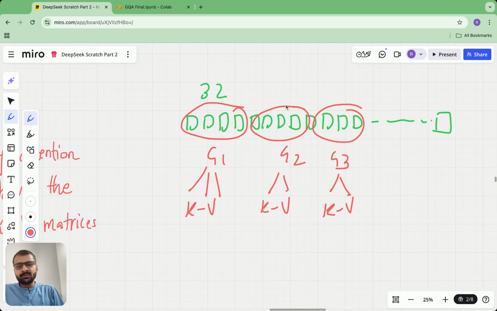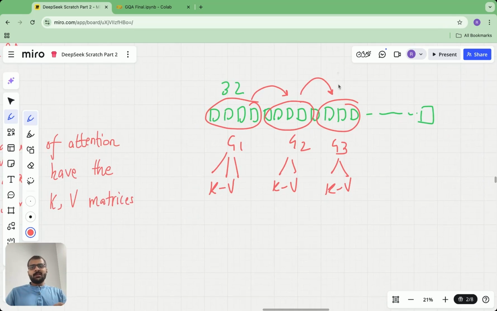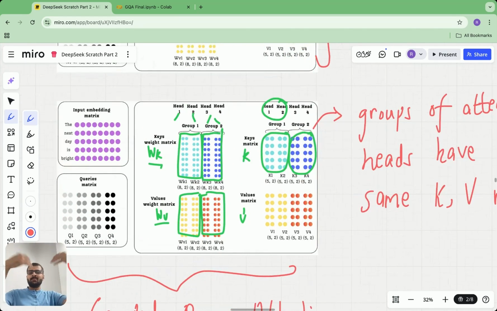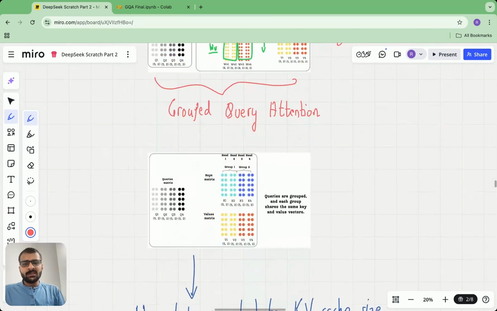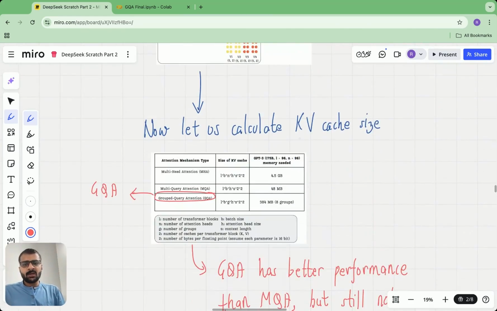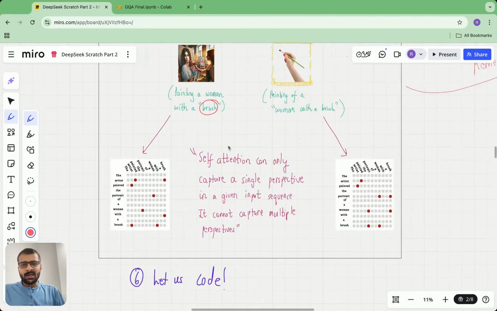But across these groups it will be different. So G1 values will be different from G2, will be different from G3, etc. I hope you have understood how grouped query attention lies somewhere in between multi-query attention and multi-head attention. Now, the reason grouped query attention was introduced is that it slightly solves the drawback of multi-query attention.